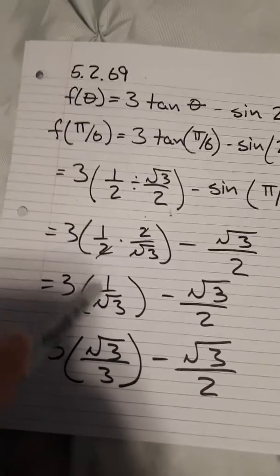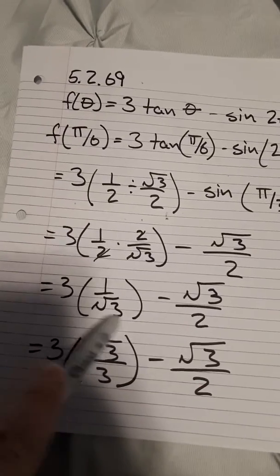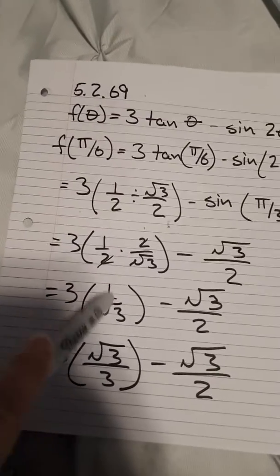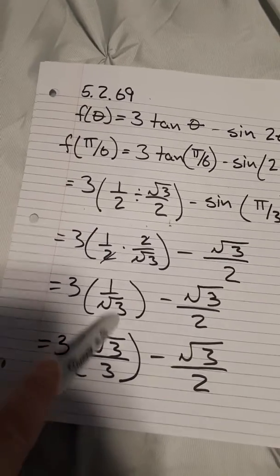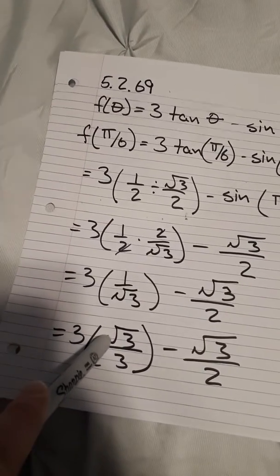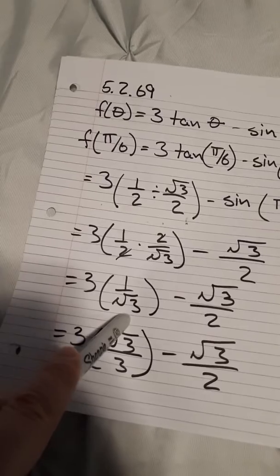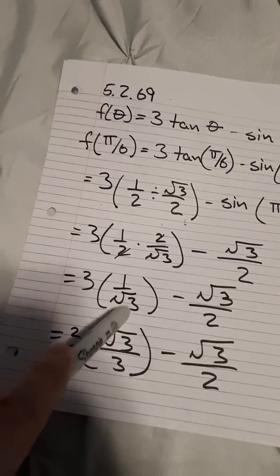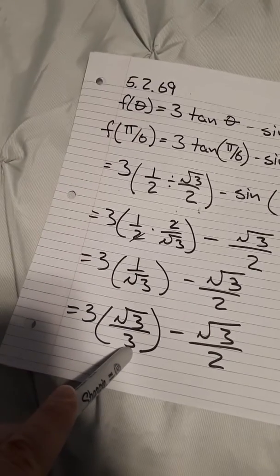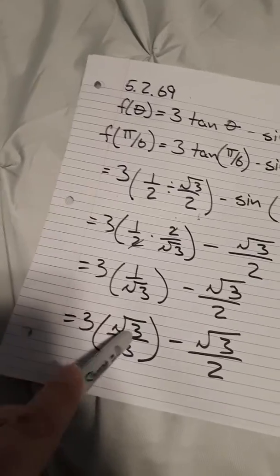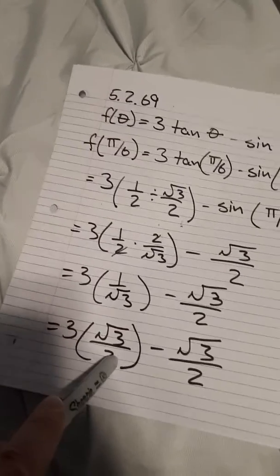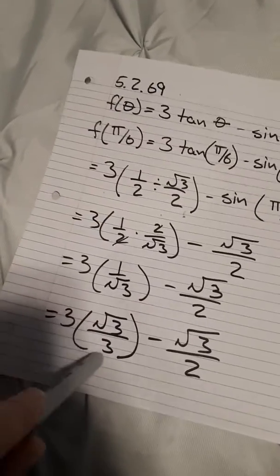Now, remember, to rationalize something, we multiply the top and bottom of this fraction by whatever's down here in the denominator. So I'm going to multiply top and bottom by root 3. So 1 times root 3 gives us root 3. Root 3 times root 3 gives us root 9, which again is a perfect square, so we can call that 3. So I still have 3 times all of this. I just took a minute to rationalize that and copied all that over. Now, we can cancel these 3's out.